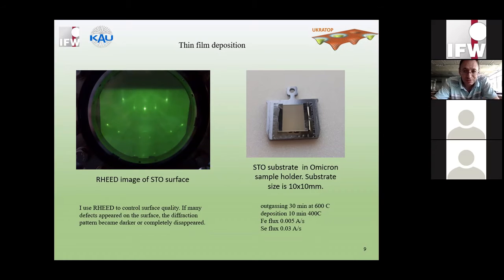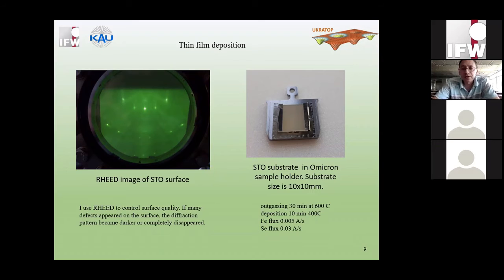Thank you for your question. During deposition of the iron selenium film, the diffraction pattern didn't change. If I evaporate only iron or only selenium, the diffraction pattern changes. So from an iron selenium film, it should be different diffraction? No, the same diffraction. The same diffraction.